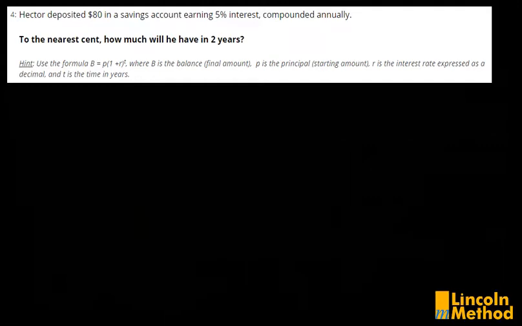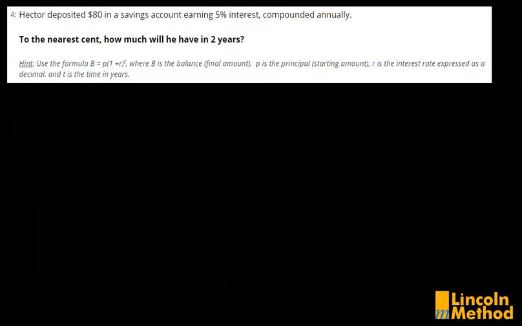$80 in a savings account earning 5% interest compounded annually. To the nearest cent, how much will he have in 2 years? And the hint given to us at the end of the question has mentioned the formula that we're supposed to use.